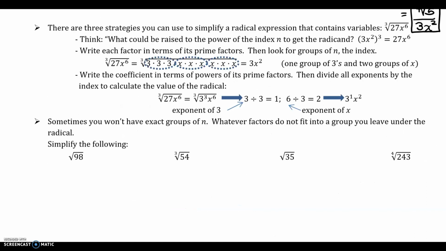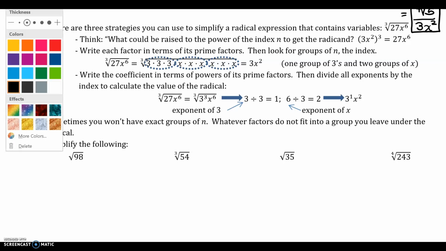Okay, the next topic I want to talk about is strategies for simplifying radical expressions that contain variables and numbers, and expressions where maybe it's not a perfect square or a perfect cube or a perfect power of n, so that we can't simplify the radical away, we're going to have a radical in our answer. Well, there are a couple of ways that we can do that. And I have outlined 3 strategies right here.